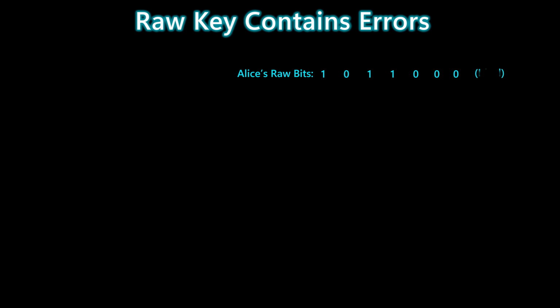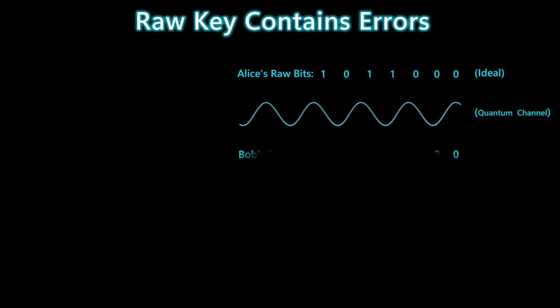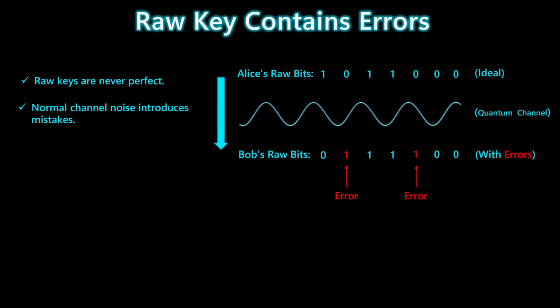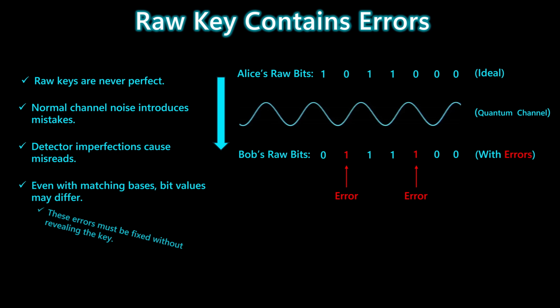Let's get into it. Even after Alice and Bob run the BB84 protocol, their raw key is never perfect. Real quantum channels introduce noise. Detectors misfire. Photons drift or arrive slightly out of alignment. So even when Alice and Bob choose the same basis, their bit values don't always match. What you're looking at here is completely normal. These errors happen even when Eve isn't attacking the system. Before Alice and Bob can generate a secure key, they first have to correct these mismatches, and they need to do it without ever revealing their actual bits.